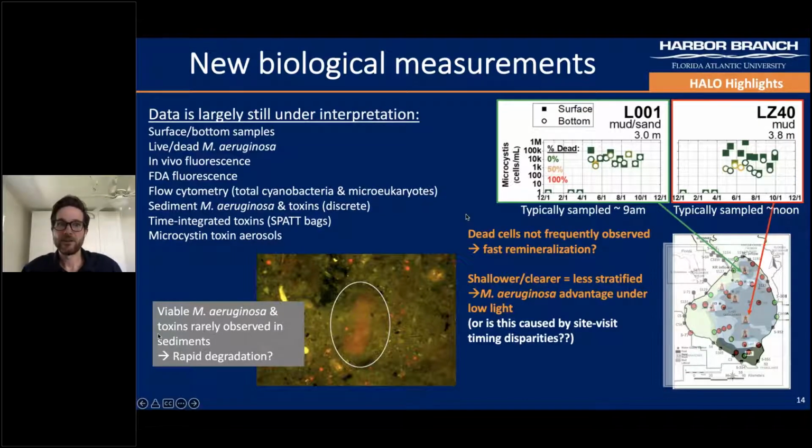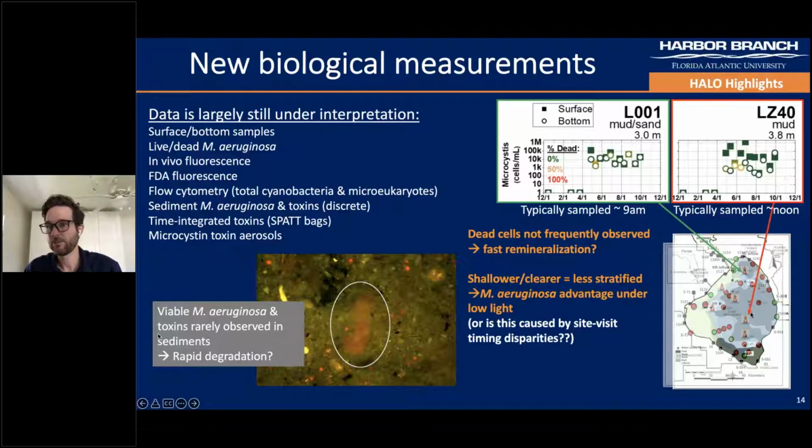We also added new biological measurements relative to what's being conducted already by the South Florida Water Management District. In particular, every time we went out, we measured Microcystis in the bottom water. So you can see here, this is a log scale of the Microcystis cell counts. We see the bloom emerges in late April, but at this site, which is our primary site, it's a little bit shallower, with a little bit clearer water and a mixed sand and mud bottom, we don't see stratification between the surface and bottom of the water column with respect to the actual cell counts.